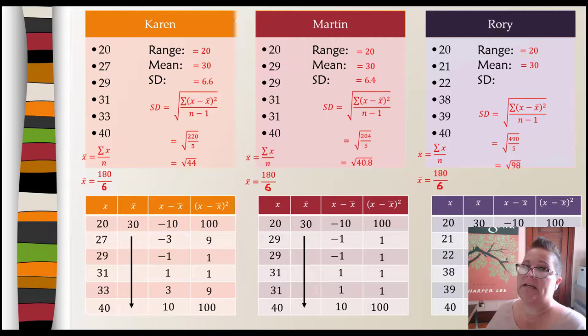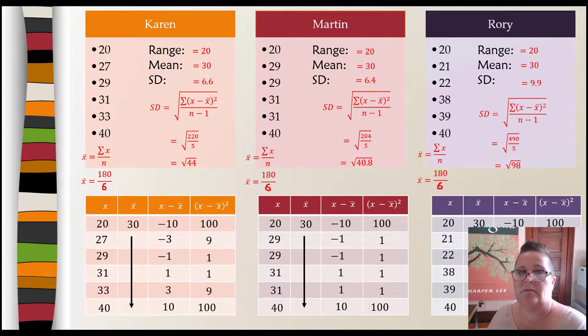The square root of 98 is also not going to be a perfect number. But I do know that 100 is awfully close to that, and the square root of 100 is 10. So this standard deviation should be really close to 10. And sure enough, when I put that into the calculator, that's what I get. I get a standard deviation of 9.9.